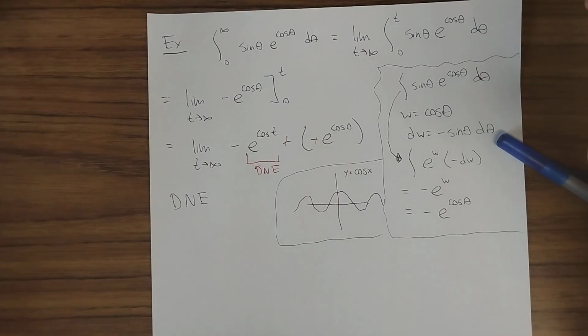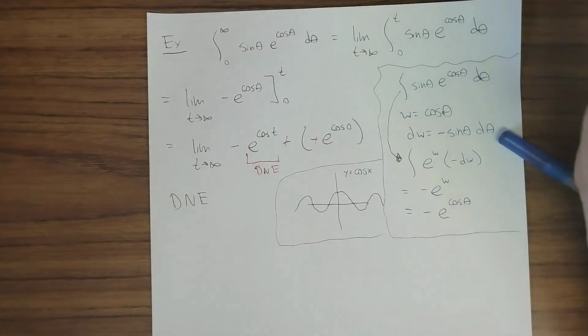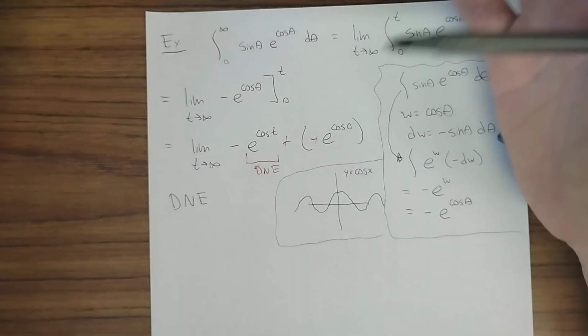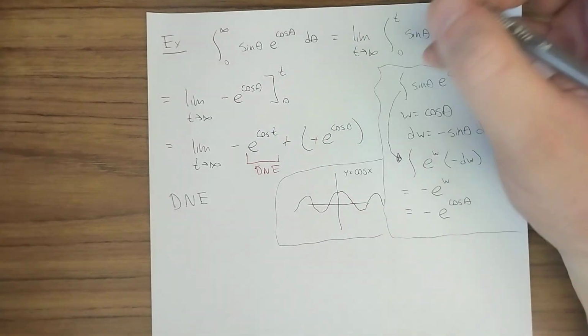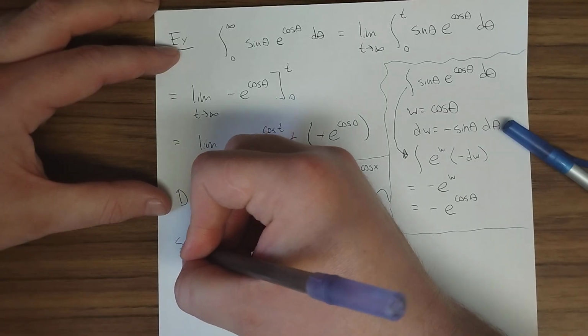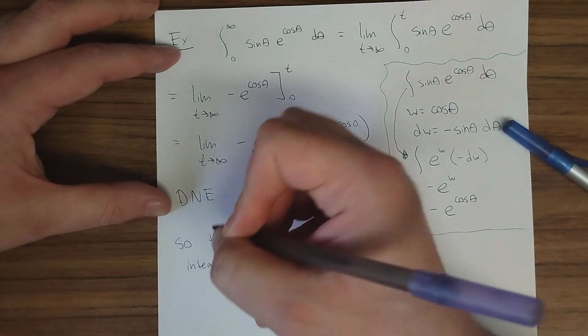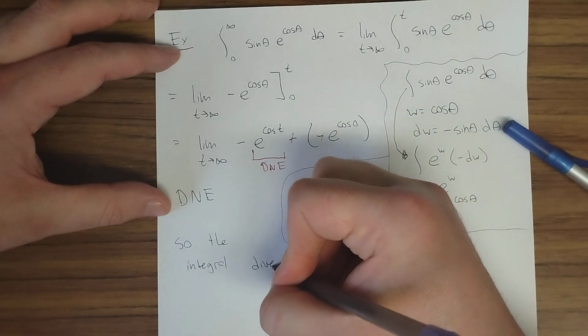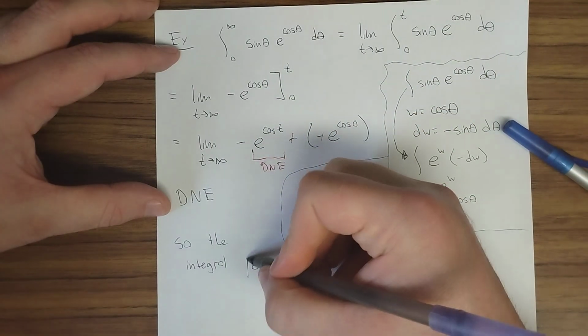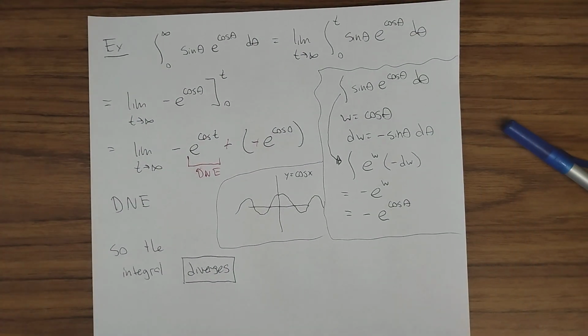So this limit does not exist, and so that means we would say it diverges. It only converges if it has a finite limit. We say it diverges if it's infinity. We also say it diverges in this case where the limit just doesn't even exist. All right, so we got it.